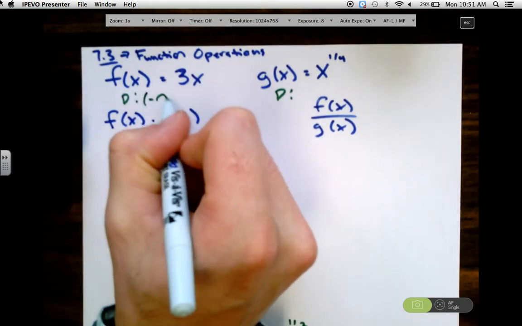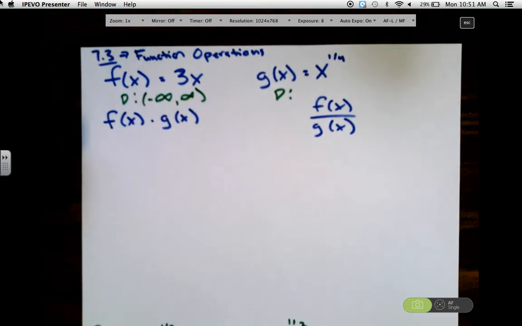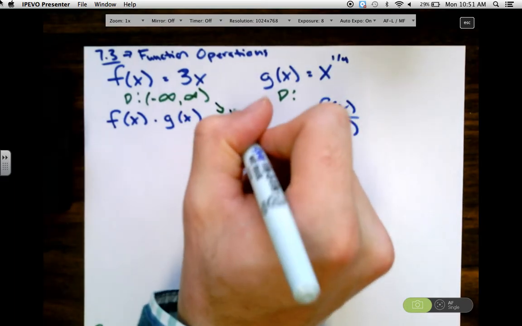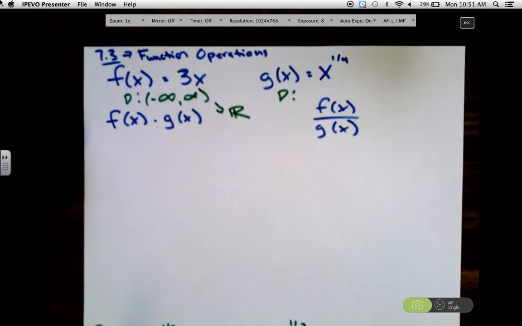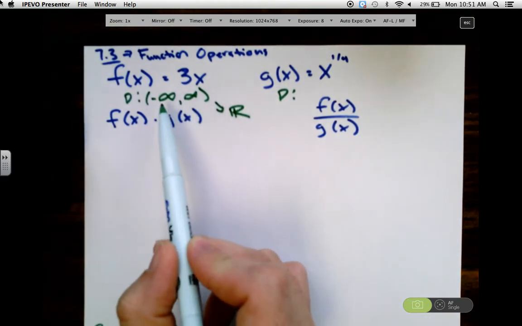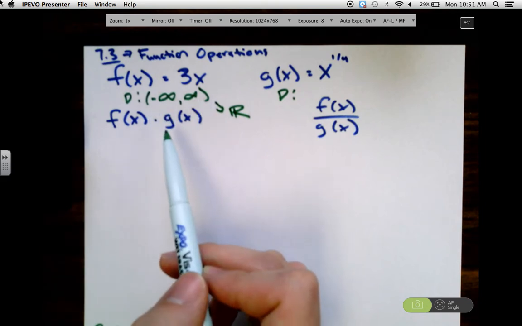Now, if we remember from class, you could write it in this format. You could say negative infinity to infinity, or you could write that as just this fancy looking R. What that stands for is all real numbers. It's just an R with a line through it, because all real numbers would be all the numbers between negative infinity and infinity.